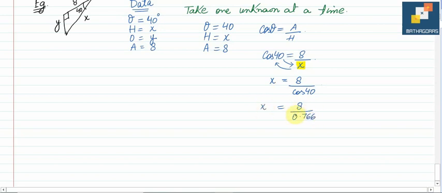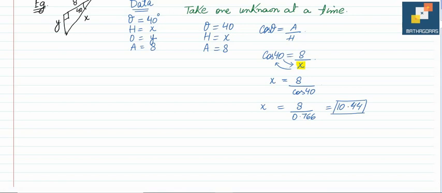Now you need to divide it by 8, so 8 divided by 0.766 gives you the value of 10.44. That is your answer, right? If you have done this part correctly, then I congratulate you. You have done approximately 60% of the topic covered, right?